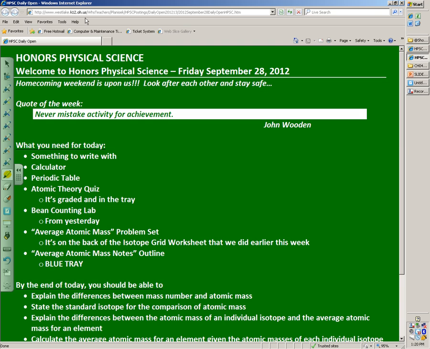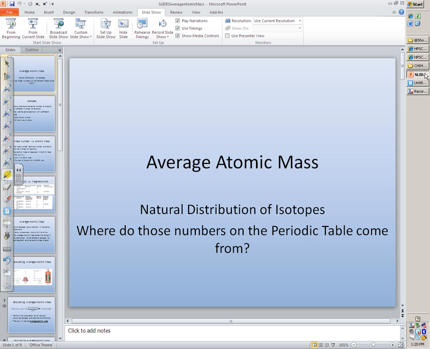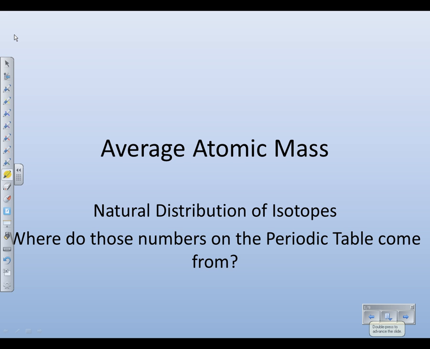So, plan for today is we want to get into this idea of average atomic mass and ultimately tell you about that other number that shows up on the periodic table. But first, before we do that, we've got to go over a couple of terms. Isotope. We discussed isotopes last Monday and then last Tuesday.